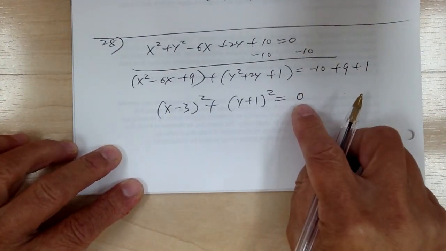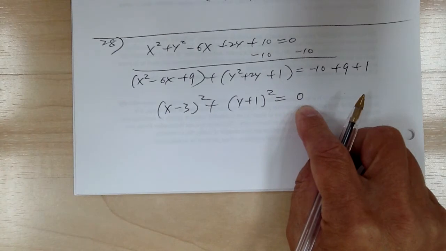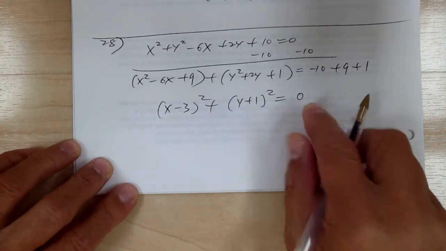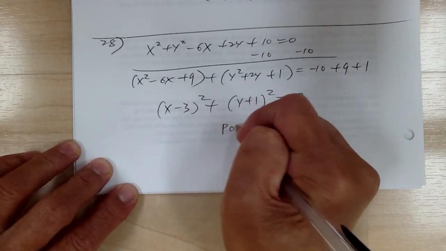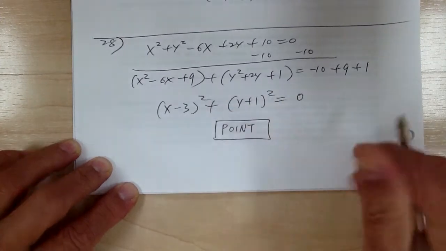Okay? So r squared equal to 0, that means r equal to 0. When you have r equal to 0, you get a dot. So from this, the graph you're going to get is a point. Okay, let's go to number 30.